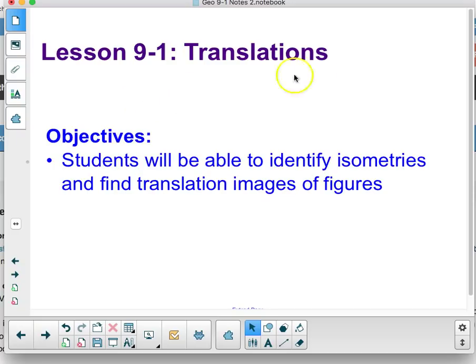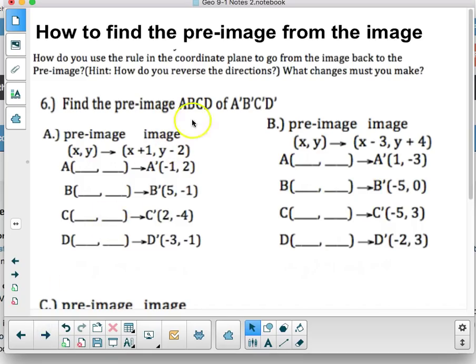Now, Lesson 9.1, Translations. Objectives: students will be able to identify isometries and find translation images of figures. Okay? Now, we're just going to do this: how to find the preimage from the image. How do you use the rule in the coordinate plane to go from the image back to the preimage? Hint, how do you reverse the directions? What changes must you make? It's what we just did. So find the preimage of A, B, C, D, of A prime, B prime, C prime, and D prime.